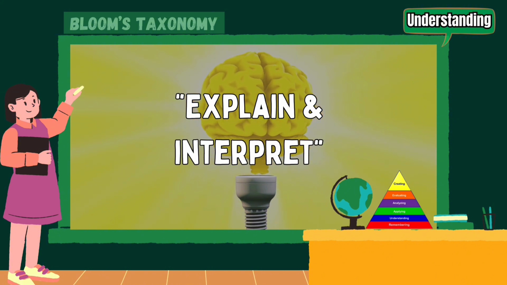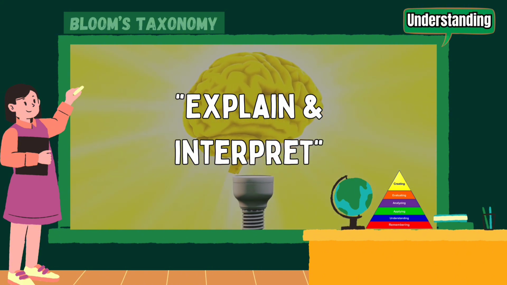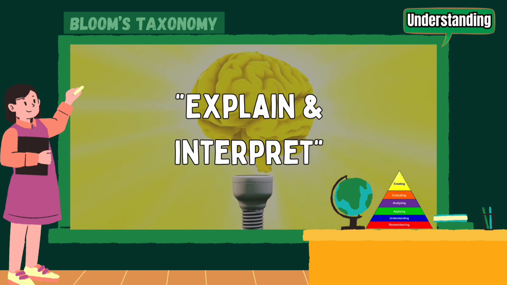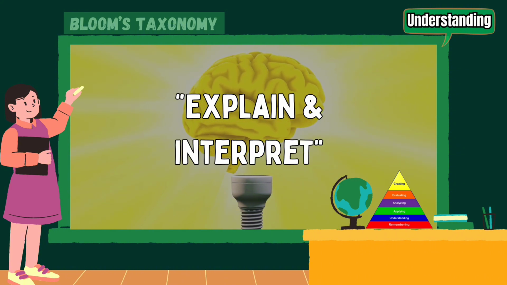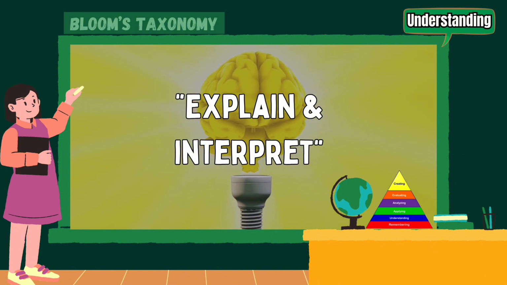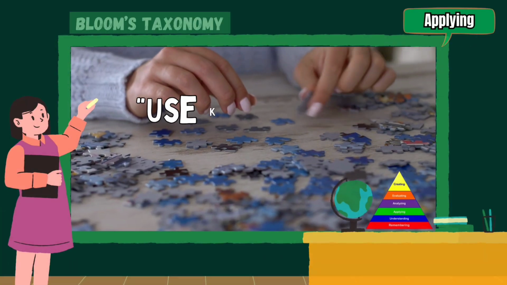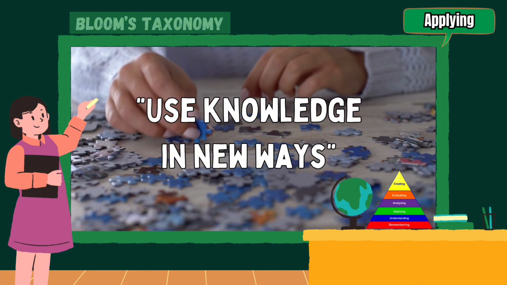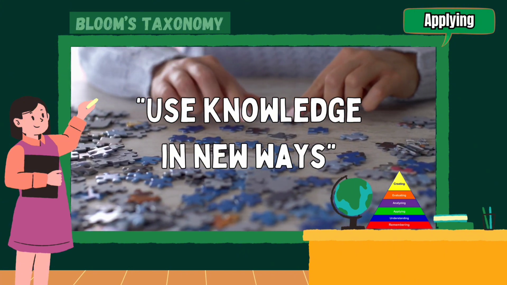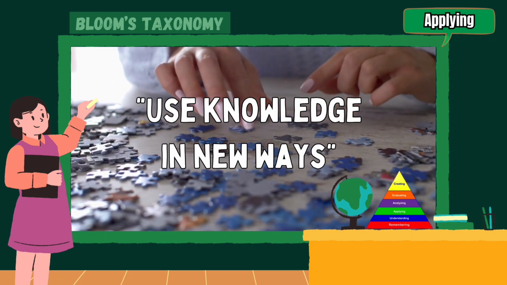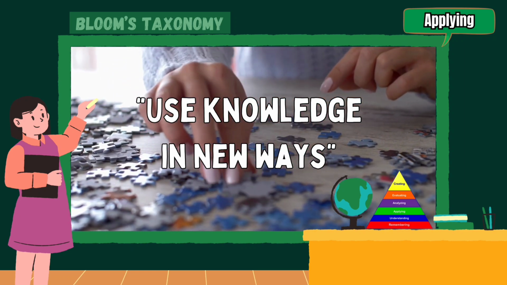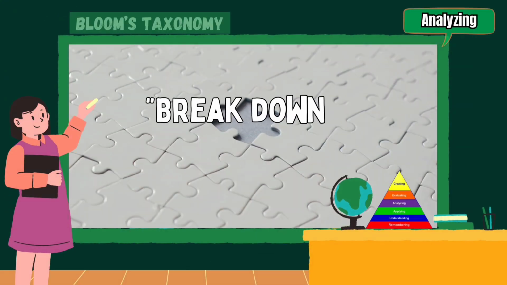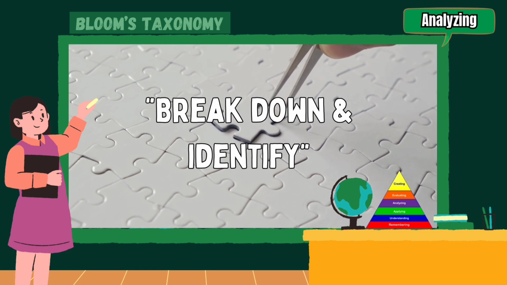And then next is understanding. So explaining ideas or concepts in one's own words, interpreting the information. So also explain and interpret is under the understanding level. So next is applying. So using knowledge and skills to solve problems or complete tasks in new situations.